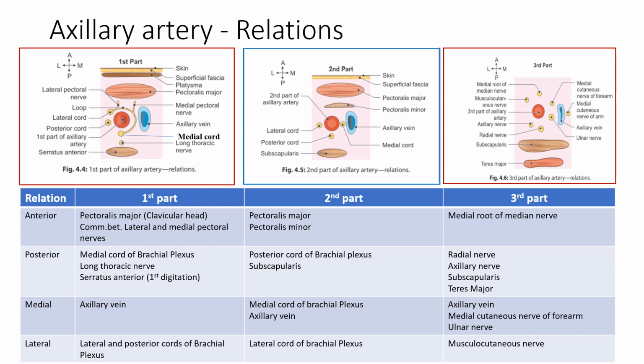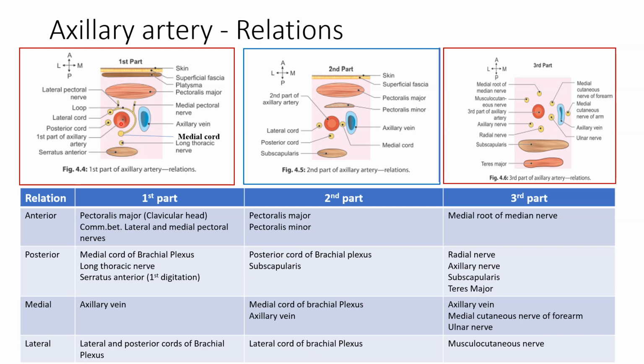Now let us see the relations of the first part, second part and third part of axillary artery. Here you are seeing the first, second and third parts of the axillary artery images, and you are seeing a table showing the anterior, posterior, medial and lateral relations of each part of the axillary artery. And you have to read the table and the picture together for a better understanding.